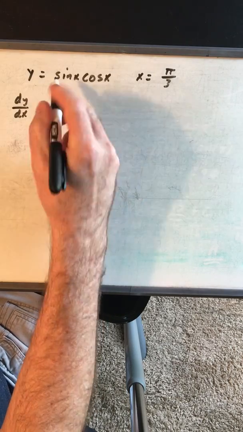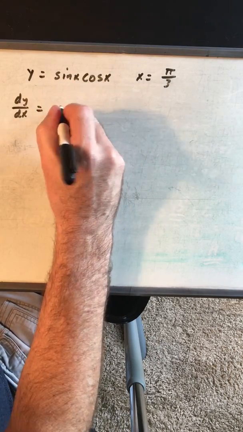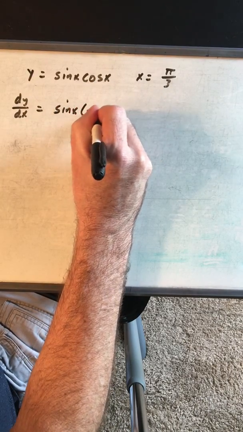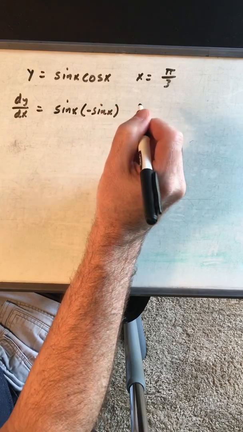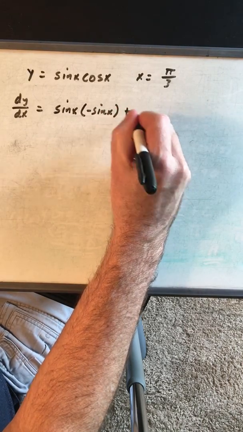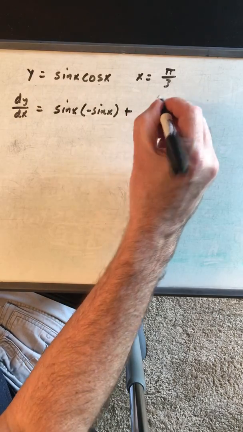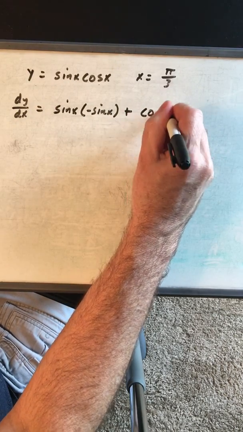Okay, that means take the derivative. So we have its product rule. The first, sine x, times the derivative of cosine x, that's negative sine x. First times the derivative of the second, plus the second, cosine x, times the derivative of the first, which is also cosine x. So that's cosine squared x.